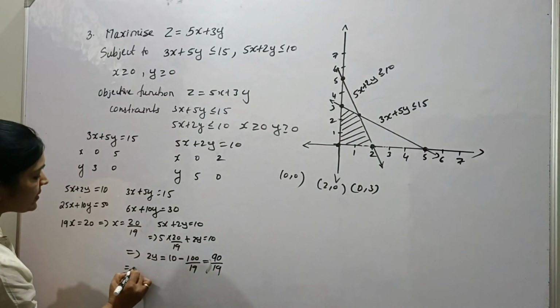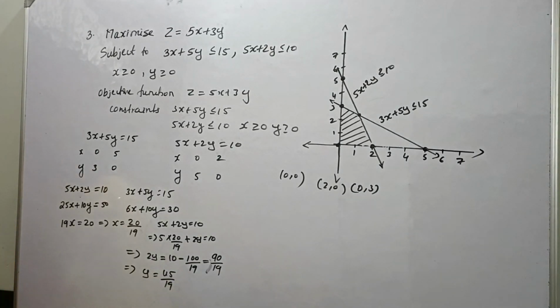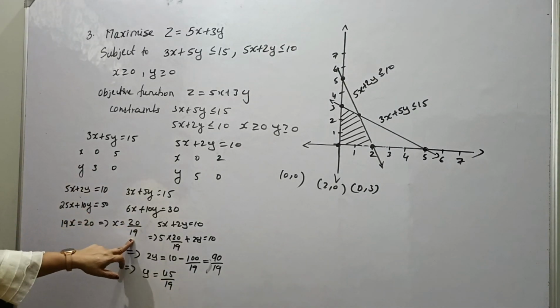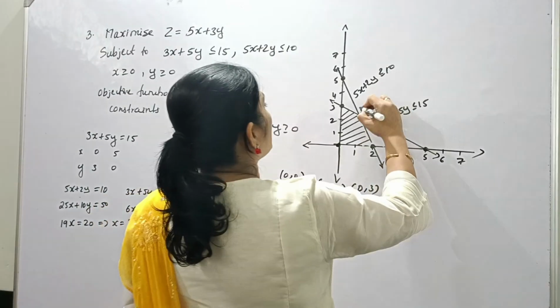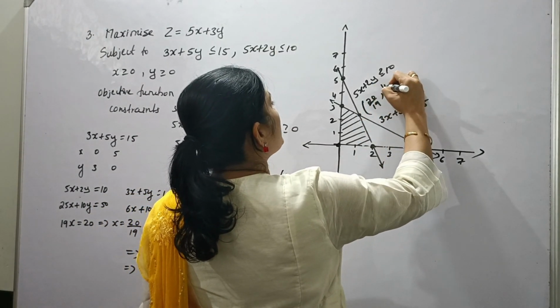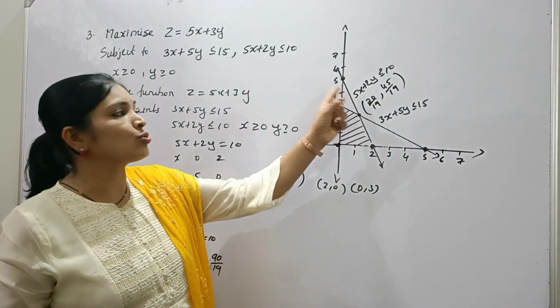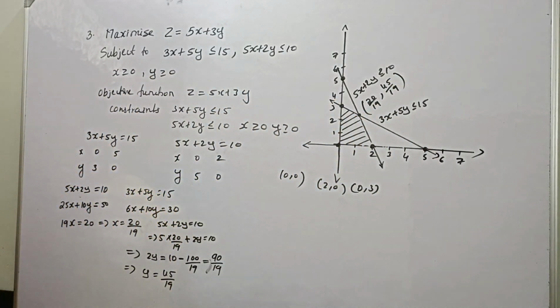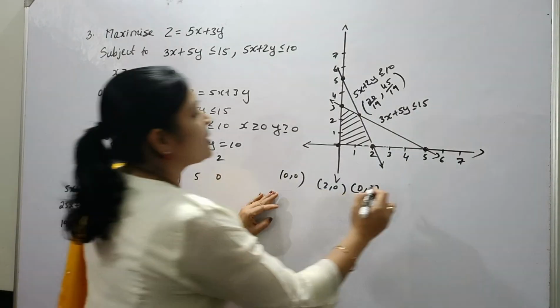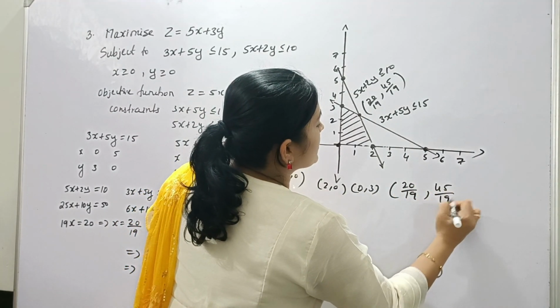Okay. So what is y? Y is 45 divided by 19. So x is equal to 20 by 19, y is equal to 45 by 19. Okay, it is the point of intersection of these two lines. Okay, after that, we have got all the points, right? 20 by 19, 45 by 19.